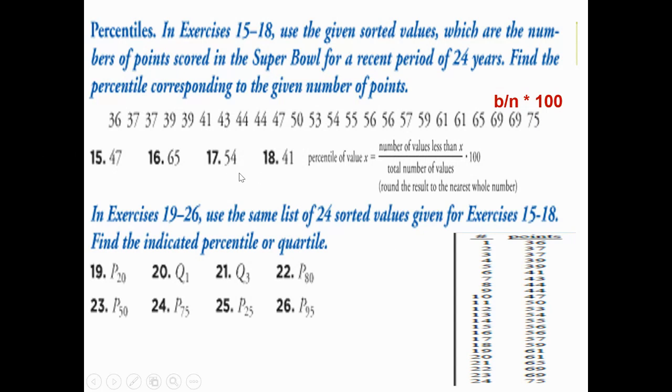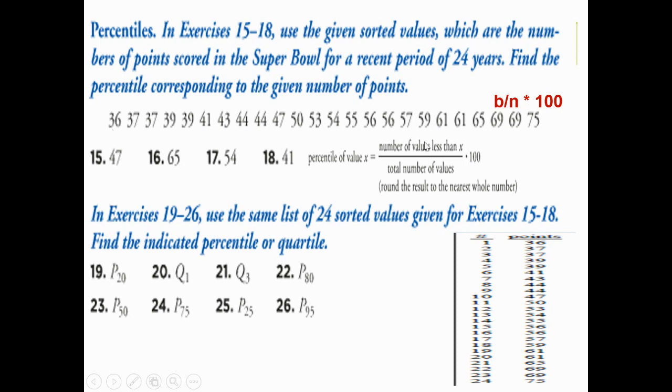Here are some examples. He gives us another way of looking at this formula: b over n times 100. Well, b represents the number of values less than your target value. In this case, 47 is your target value. Notice the numbers here are ranked from smallest to largest. There's my first time I see 47. There are 1, 2, 3, 4, 5, 6, 7, 8, 9 values less than my target value of 47.